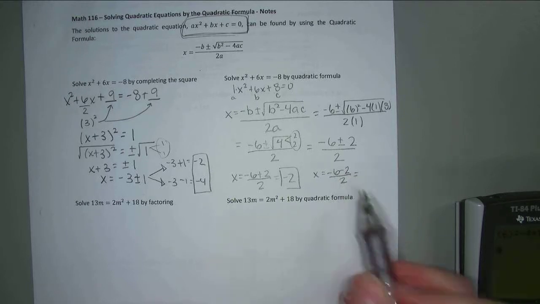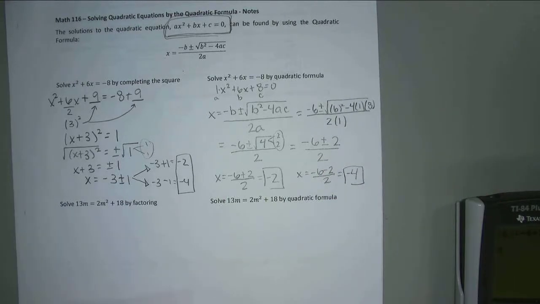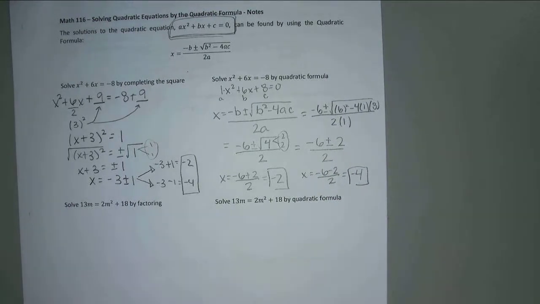Negative 8 divided by 2 is negative 4. So notice we got the exact same answers, which we should. It was the exact same quadratic equation, but this way we didn't have to complete the square. Is there about the same amount of steps? Yeah, if you look at the work on either side, you're doing about the same amount of steps.